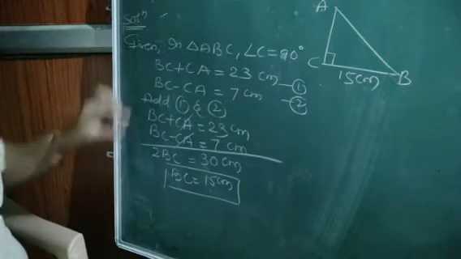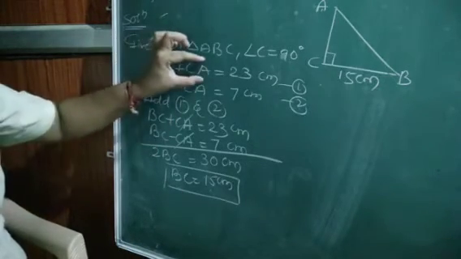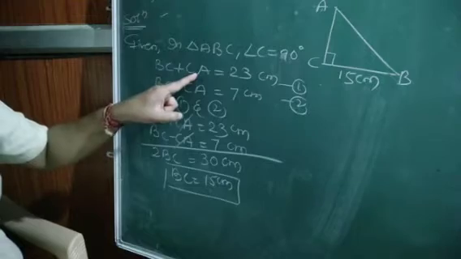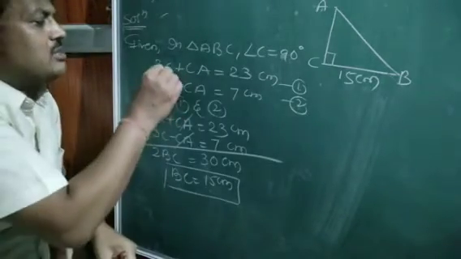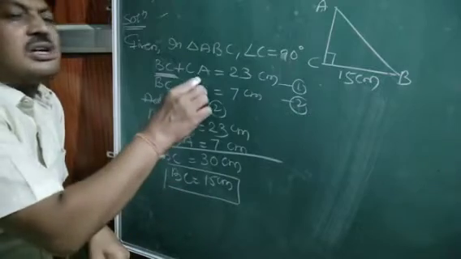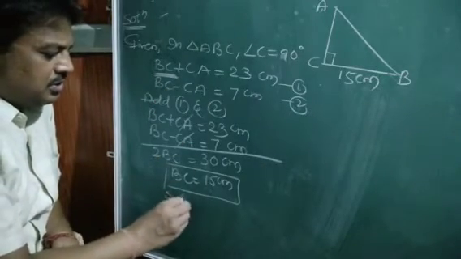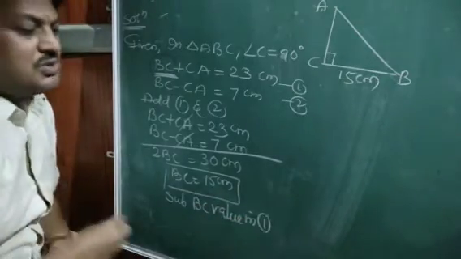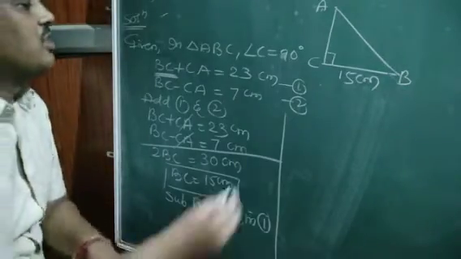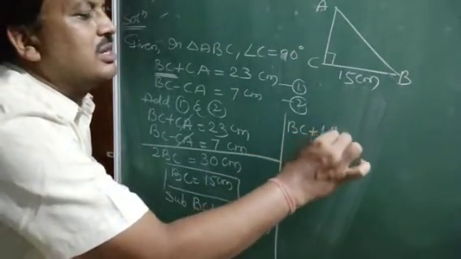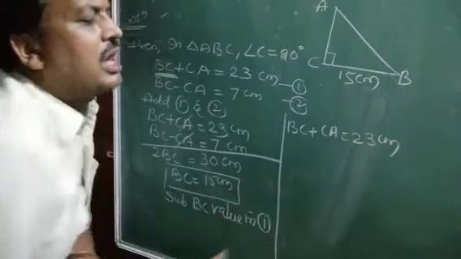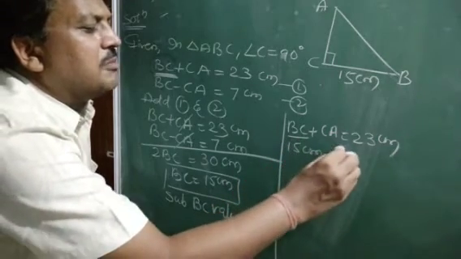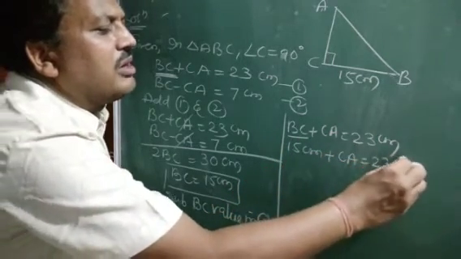Now we have to get the other value also. See here, equation 1, BC plus CA is equal to 23. If in place of BC we put the value 15, we can get the value of CA. Is it not? So substitute the BC value in equation 1, children. When you substitute the BC value in 1, what was that? BC plus CA is equal to 23 centimeter. In place of BC, how much, children? 15 centimeter plus CA is equal to 23 centimeter.